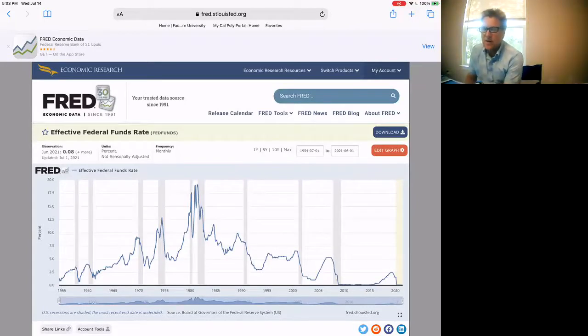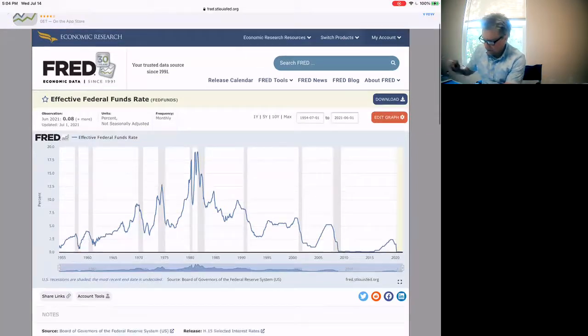This is a graph of the interest rates that the Federal Reserve has good control over. And when they increase the money supply, this interest rate drops very quickly. And this is a graph of this interest rate. It's called the federal funds rate. Goes back to about 1955. And those shaded areas are recessions.